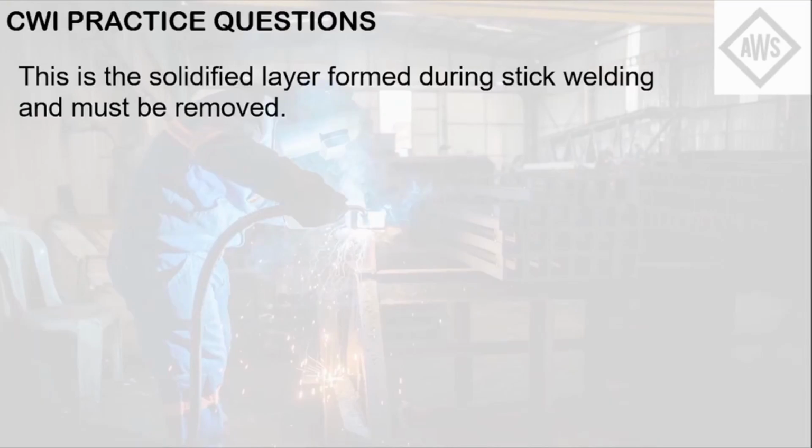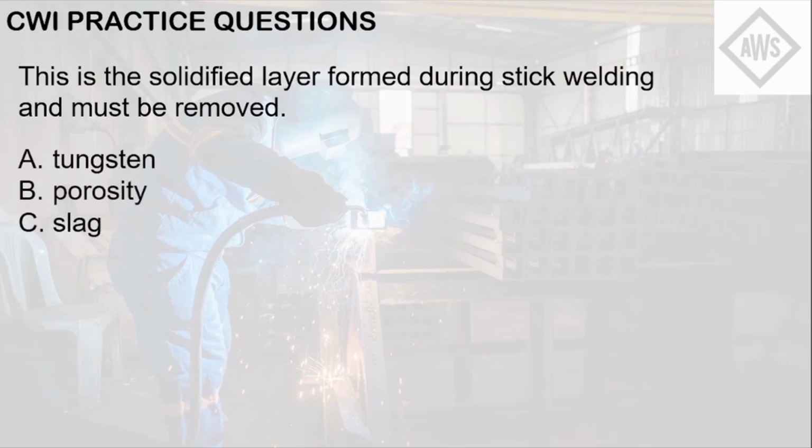This is the solidified layer formed during stick welding and must be removed. Letter A, tungsten. Letter B, porosity. Letter C, slag. Letter D, arc strike. So tungsten does not pertain to stick welding because the welding electrodes of stick welding do not contain tungsten. Letter B, porosity, is a weld defect caused by the entry of hydrogen molecules into the weld, producing that weld defect called porosity.